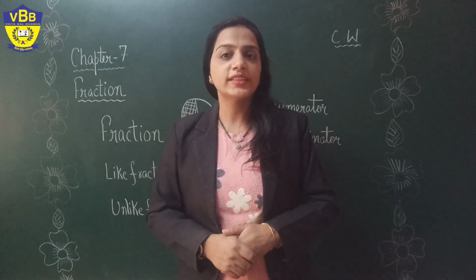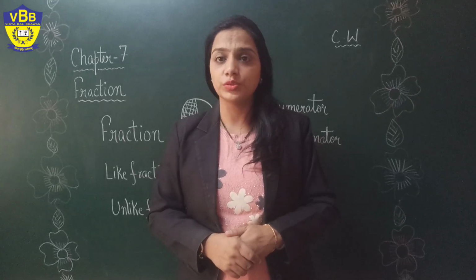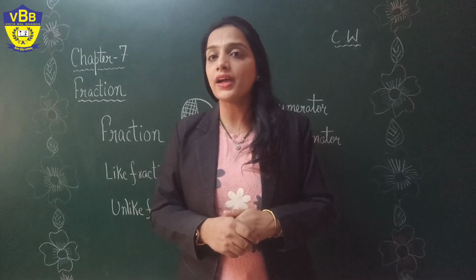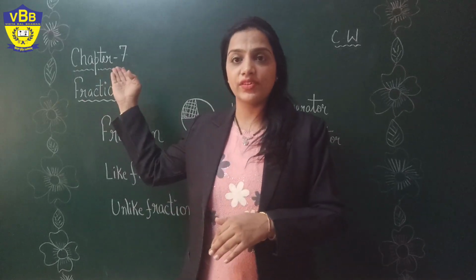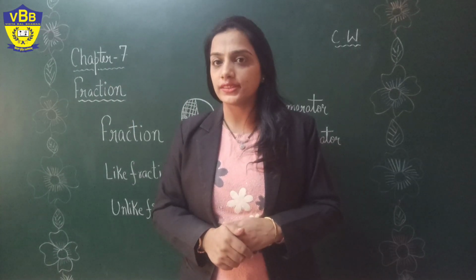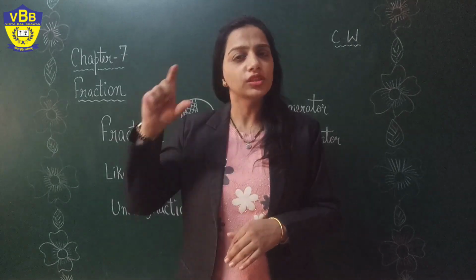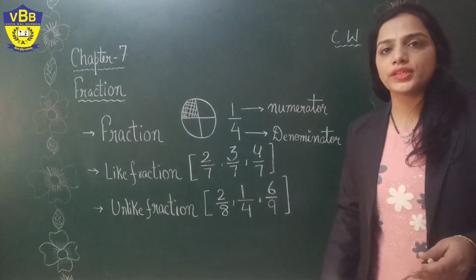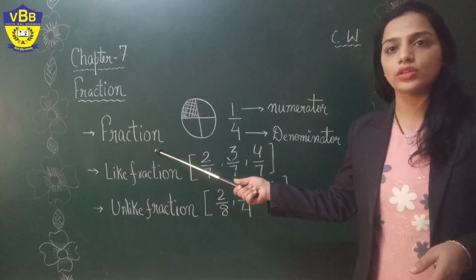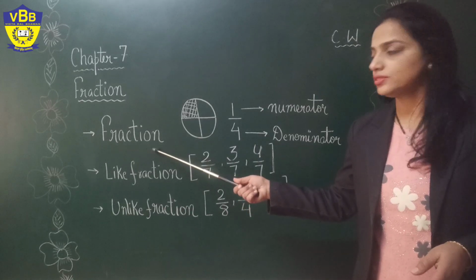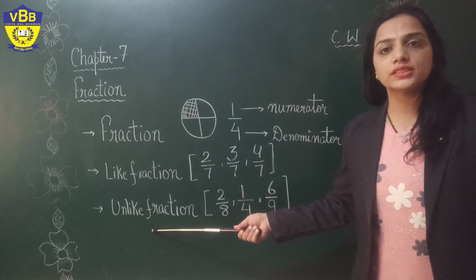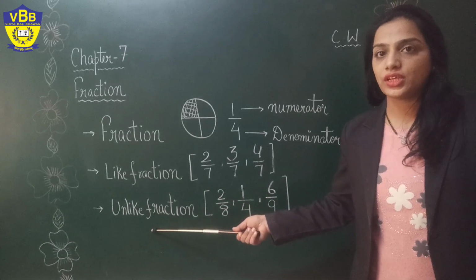So students, in today's class, we are going to do exercise 7.5, which is a part of chapter 7, fraction. But before starting the exercise, we will take a short recap. As you already saw, I wrote some pointers on the board. First is fraction, second is like fraction, and third is unlike fraction.